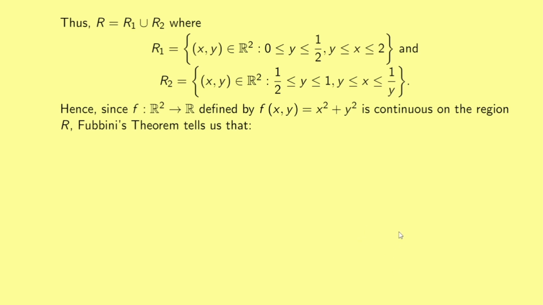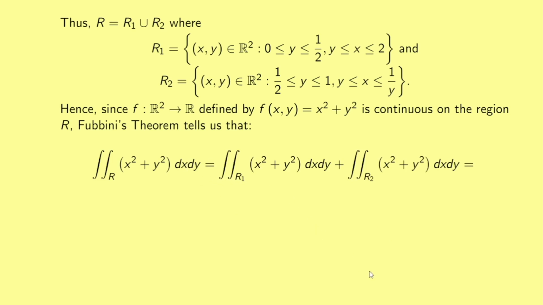Now, once we know this, the function we wanted to integrate is continuous, the region is bounded, and it is a compact region, so we can integrate and use Fubini's theorem. So let's do this. The integral we want is this one, and from now on we only have to make calculations. We can write this integral as the sum of the integral over the two regions R1 and R2.